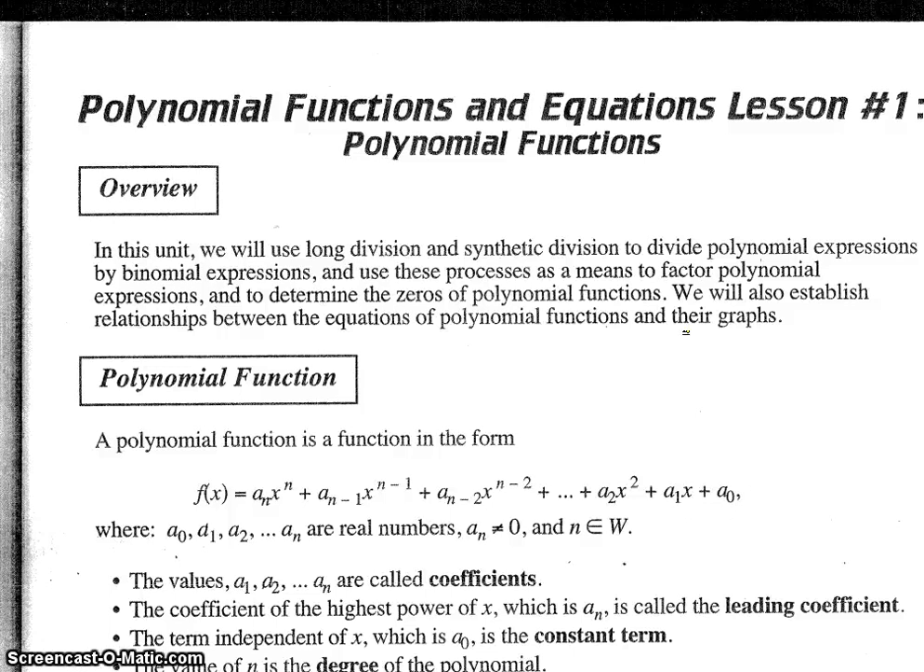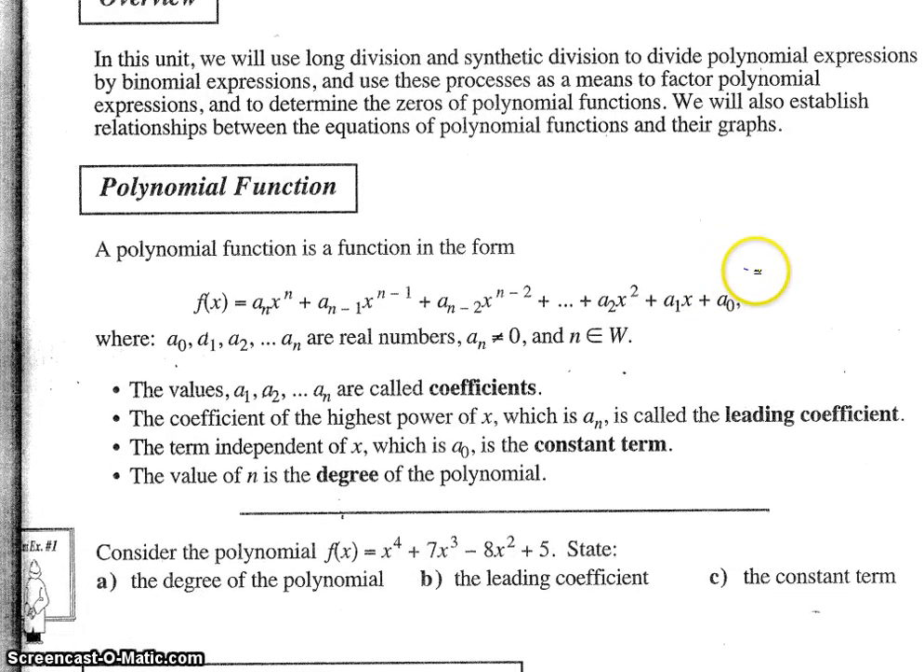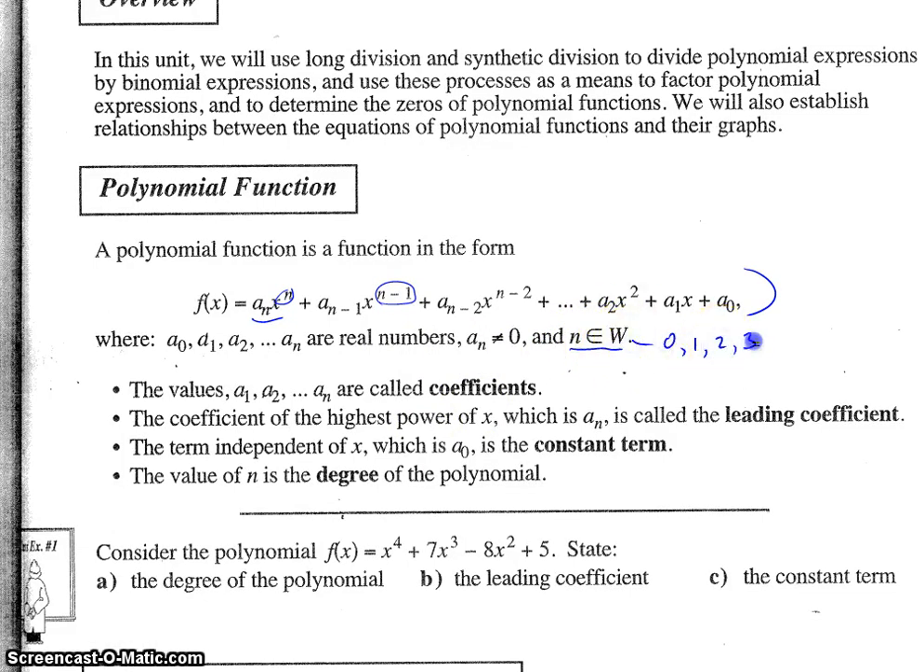In this lesson, we're talking about polynomial functions and what is a polynomial function. Essentially, a polynomial function is a function that has terms with the variable of x to the n, where the exponent n has to be a whole number. n is an element of whole numbers, so numbers like 0, 1, 2, 3, etc.